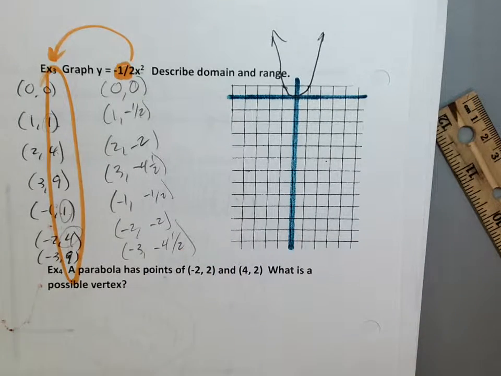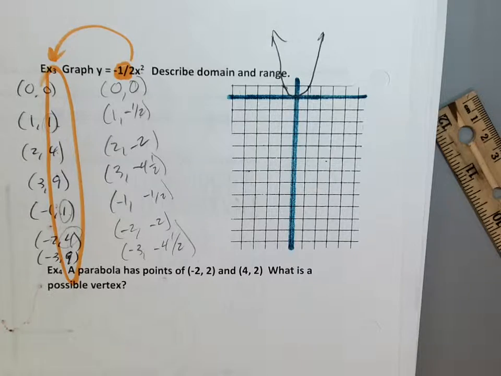Here's what I do. I go 1, 1, but let's go half of that. What's half of 1? 1/2 will go down. Okay. 2, 4. What's half of 4? 2. But let's go down. 3, 9. Let's take half of 9. Half of 9, 4.5. But let's go down. You see why I'm going down? Because of the negative.